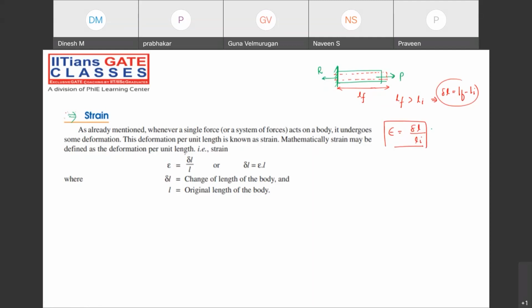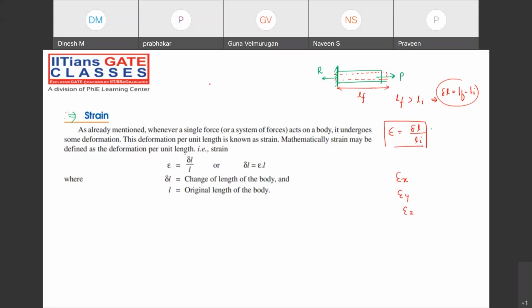Even if I just ask you about stress also, you need to tell me whether stress and strain are vector quantities or scalar quantities. Very, very important. Tell me, guys. Scalar quantity. You don't have any direction. Then why are we writing strain in x direction, in y direction, in z direction? Vector quantity.